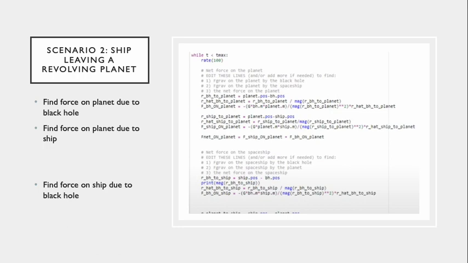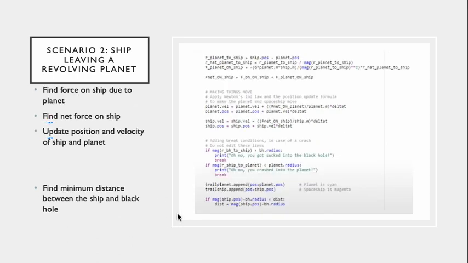So then for our scenario 2, now we're going to be looking at the ship leaving an orbiting planet, and we're first going to find all the forces in this case. So we're first finding the force on the planet due to the black hole, the force on the planet due to the ship, the force on the ship due to the black hole, and the force on the ship due to the planet. Then we can use that to find the net force on the ship and then update the position and the velocity of both the ship and planet, so that now we can plot all of this in our model. And then I also have down here an if statement that's going to allow us to find that minimum distance between the ship and the black hole over that time period.